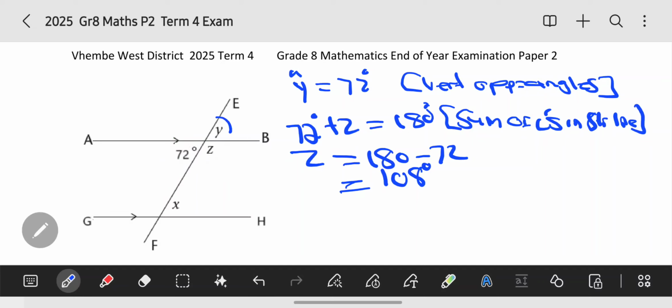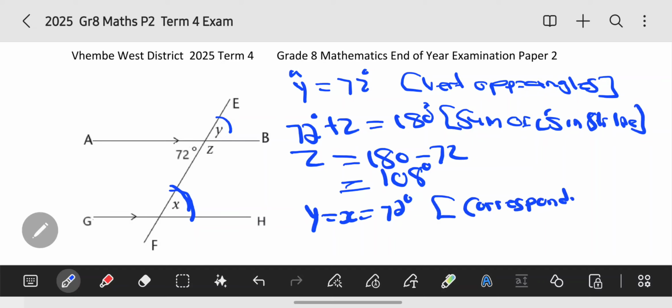Okay, and now we know that y is equal to 72. If you check, y is a corresponding angle to x. So we're going to say y is equal to x is equal to 72 degrees. What is the reason? Corresponding angles, because AB is parallel to GH. And then we're done.